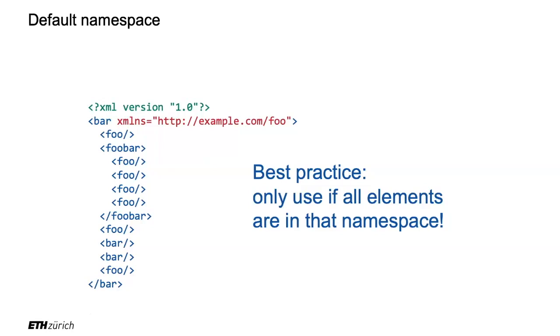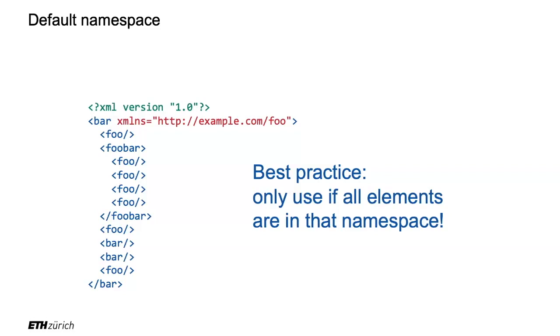Now, a note about default namespaces. I highly recommend you do not mix them with prefixes, because you could technically in the same document have a default namespace plus 4 prefixes, right? I don't recommend that. It's going to, again, confuse things. So the one use case where you should use the default namespace is if everything is in that namespace. In that case, all the elements are in that namespace. It's a good idea to use the default namespace.